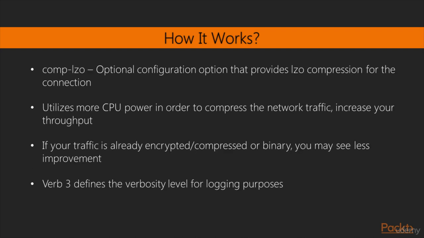comp-lzo is an optional configuration option that provides LZO compression for the connection. This utilizes more CPU power in order to compress the network traffic, which may substantially increase your throughput in the event that you're sending highly compressible content like text. If your traffic is mostly already encrypted or compressed or binary, you may see less improvement. In this event, you may decide to disable the option.